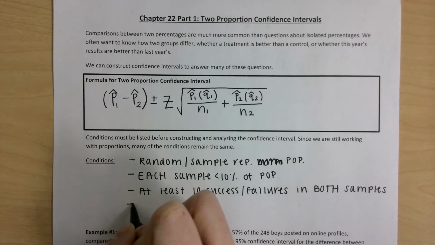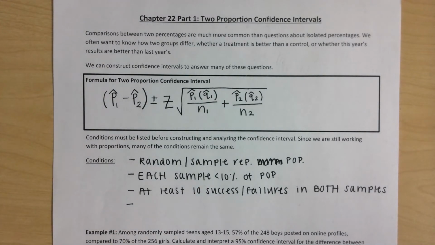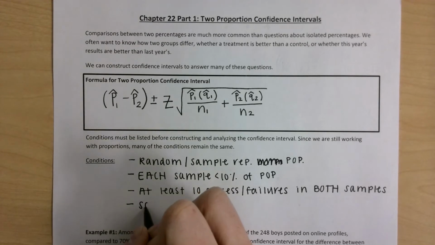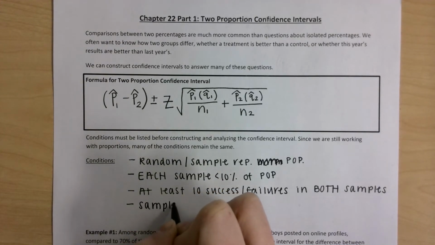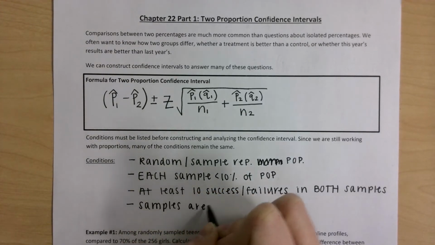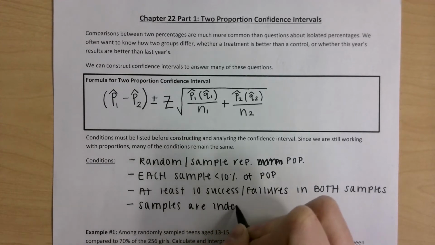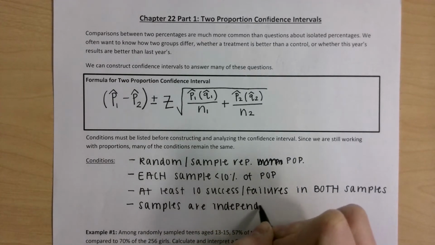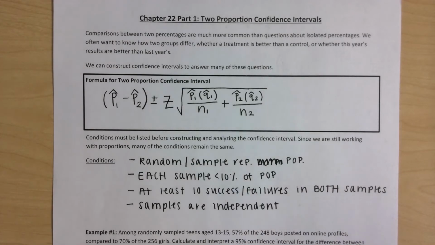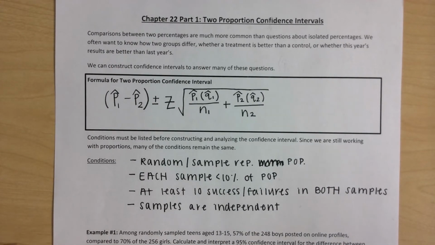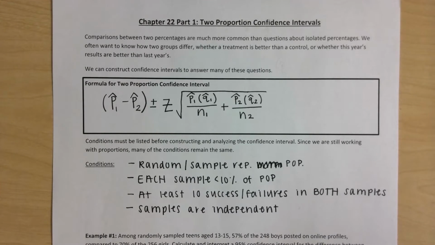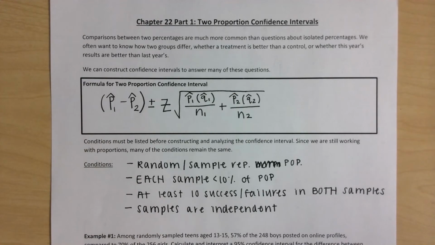There's one extra condition here, and it's that the two samples are independent. So the first three conditions are the same as we've seen with all of our proportions, but we're now adding on a fourth one, making sure that the two samples I'm looking at are independent of one another so that they're not impacting those p-hats or those percentages.